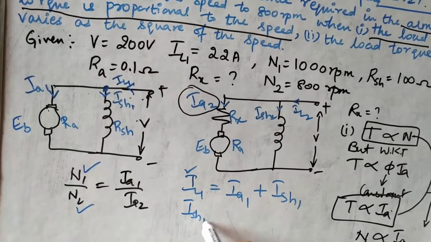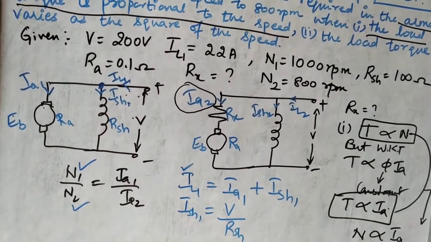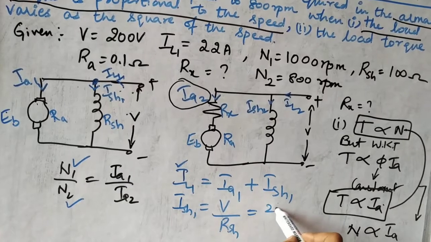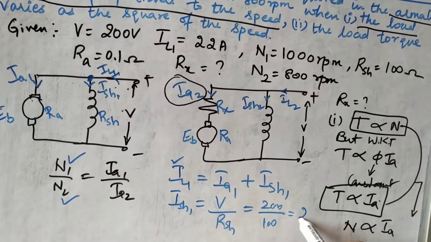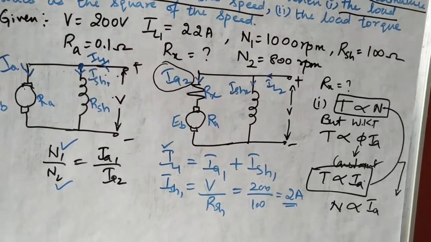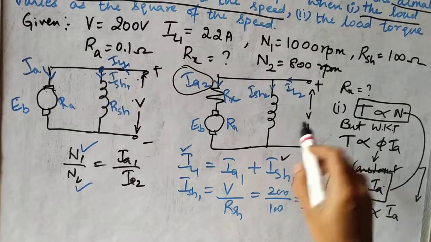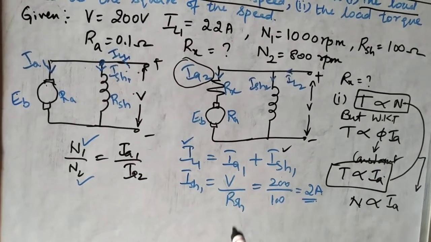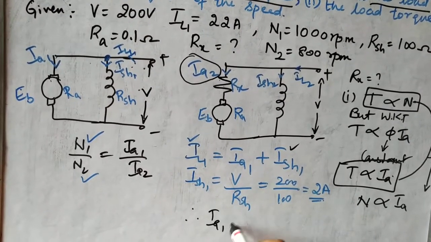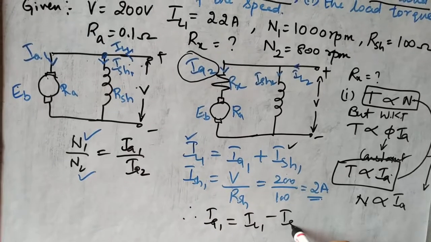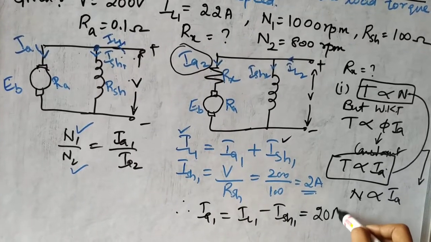We know that I shunt 1 is equal to the supply voltage divided by the R shunt value. So let us substitute 200 divided by the R shunt value of 100. It leads to 2 amperes. So we got I shunt 1 as 2 amperes. From this we can find out the Ia1 value. Therefore, Ia1 is equal to IL1 minus I shunt 1. IL1 is given as 22, and this is 2 amperes, so it leads to 20 amps.